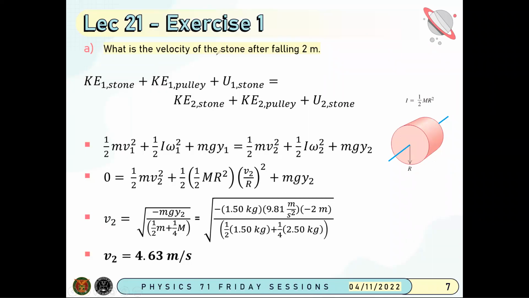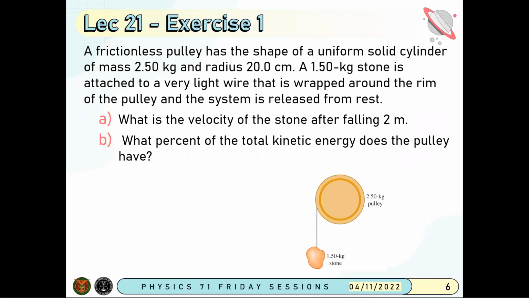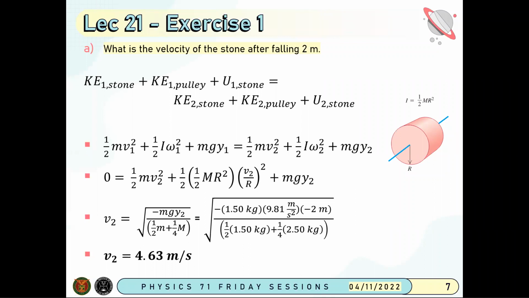So first, what is the velocity of the stone after falling 2 meters? Okay. So for this, we have to use conservation of energy. Again, it's much easier to use conservation theorems rather than kinematic equations. So since we already know the conservation theorems, then we just have to, okay, it's a solid cylinder. Solid cylinder. We just have to use conservation of energy.